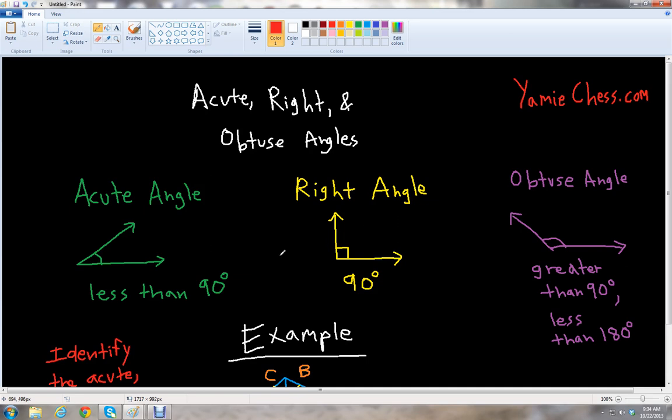So the acute angle is an angle that is less than 90 degrees. So an acute angle is always less than 90 degrees. And so here's a little picture of an acute angle. A right angle is always 90 degrees. So it's exactly 90 degrees for a right angle.